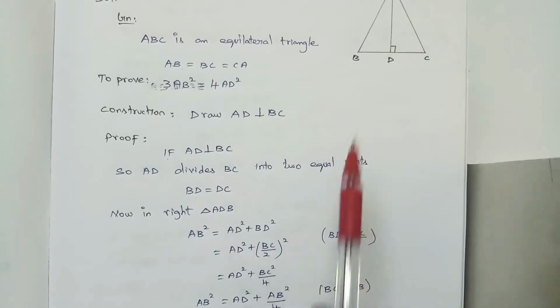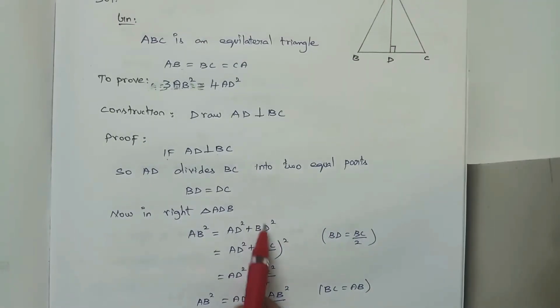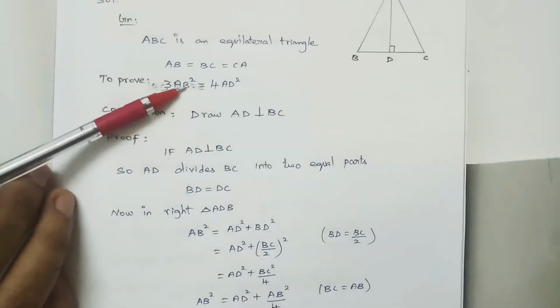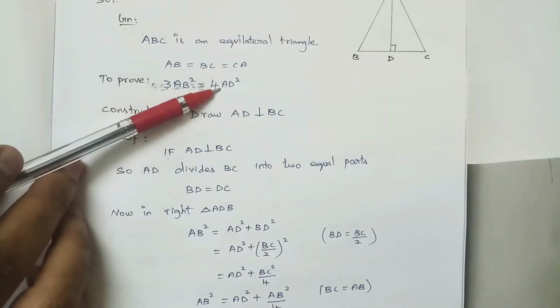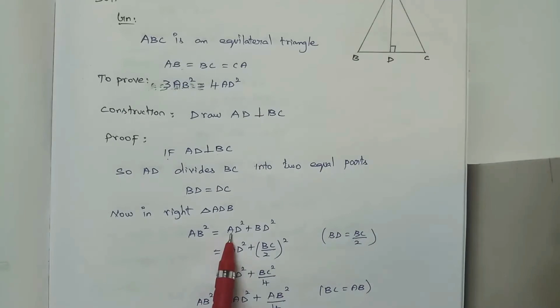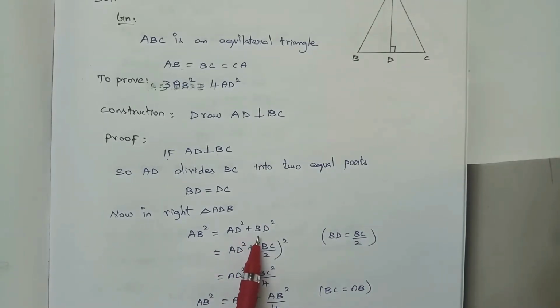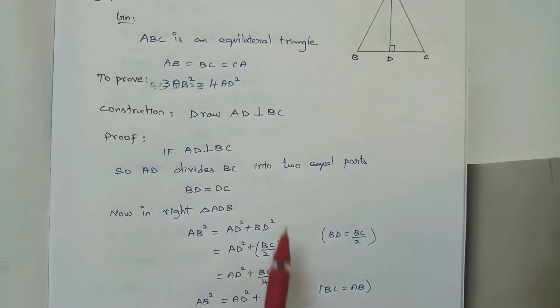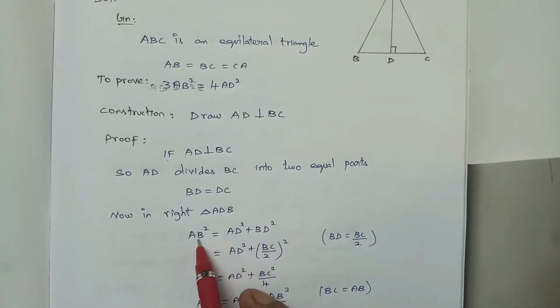We can convert this BD in terms of AB, right? So actually what we want to prove, we need only AB and AD alone. AB and AD are there; the extra one is BD. I'm just going to convert this BD in terms of AB or AD.